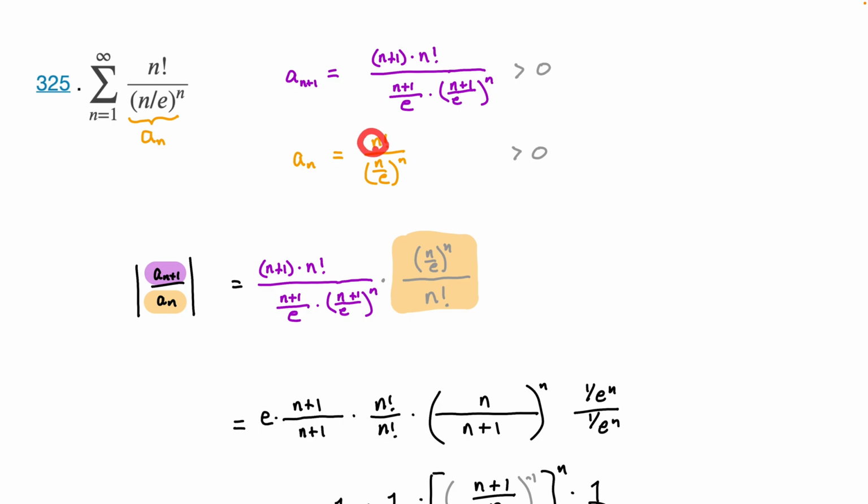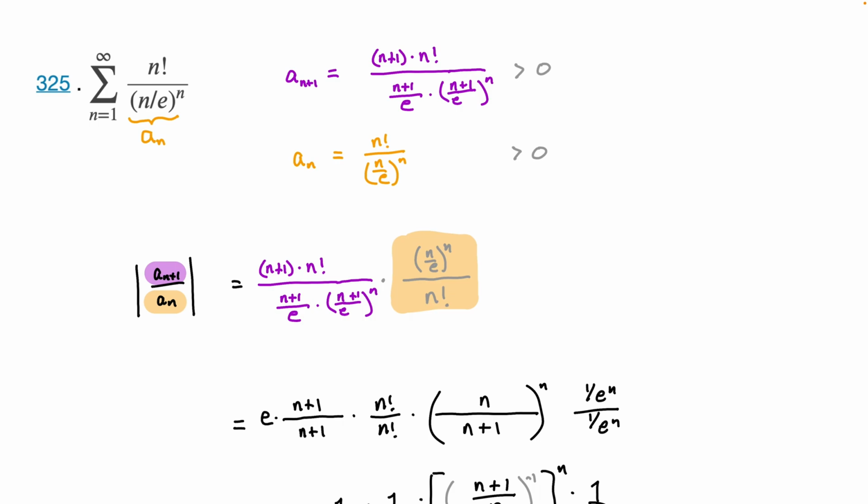When I replace out n in the numerator, I'll get n plus 1 quantity factorial, and that's the same thing as this expression. Replacing out n in the bottom, I'll have a quotient n plus 1 over e raised to the n plus 1. I can then factor off one copy of the n plus 1 over e and leave n plus 1 over e raised to the power n.